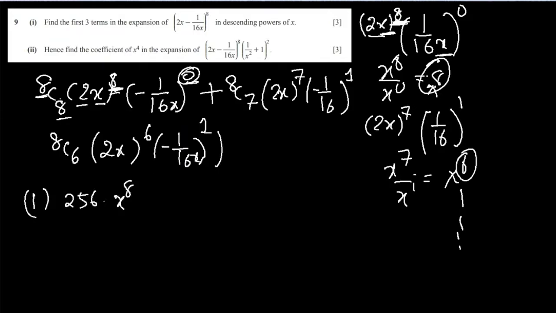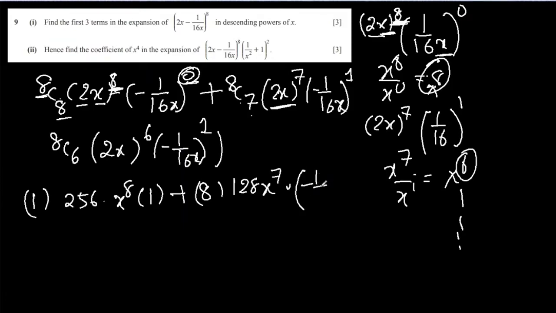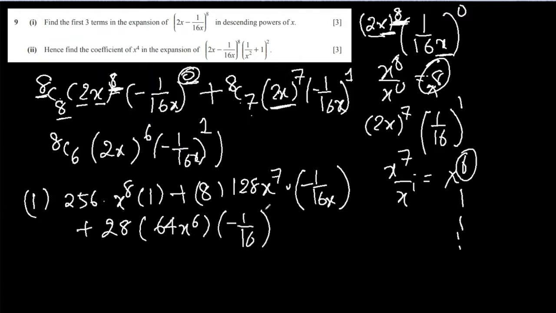Now, this is 0 power, so it will be 1. Doesn't matter what is inside. If the power is 0, it gives you 1. Plus 8c7 will be 8. 2x to the power 7 will be 128 x to the power 7. And this was x, I forgot to write x here, so it will be times minus 1 over 16x. All right, the third one, 8c6 will be 28, 2 to the power 6 will be 64, x to the power 6, times minus 1 over 16x, to the power 2.